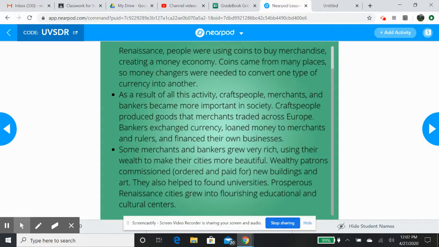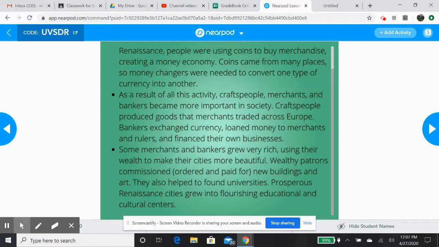Merchants and bankers grew extremely rich. Using their wealth, they wanted to beautify the city that they were in. They had wealthy patrons that commissioned new buildings and art, and they also helped to fund universities, and prosperous Renaissance cities grew into flourishing educational and cultural centers. So you've got all of this stuff that the Renaissance itself is putting together.